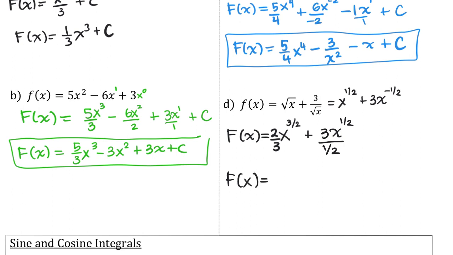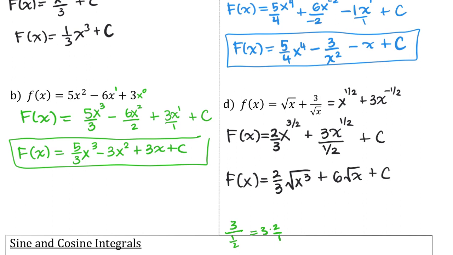Okay, let's rewrite this. This is 2/3 x to the 3/2. It's okay the way it is. You could also do it as the square root of x to the 3rd. If I do 3 divided by 1/2, that's the same as 3 times 2 over 1. So this is going to be plus 6. X to the 1/2 is the square root of x. Oh, and you know what? I forgot the constant. Okay, put a C here.